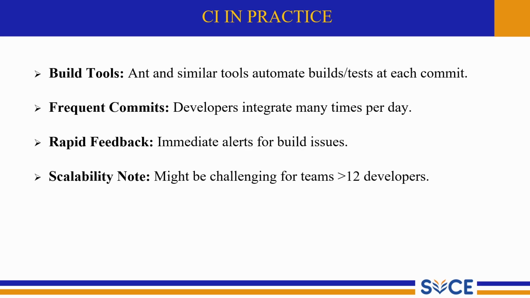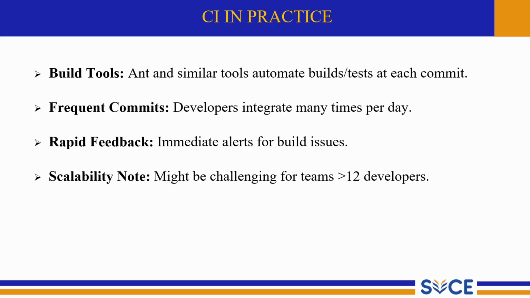Rapid feedback: immediate alerts for build issues. Continuous integration servers give instant feedback if a test fails or the build breaks. The team is immediately notified, usually by mail, Slack message, or dashboard alert. This rapid feedback helps developers fix problems before they grow.